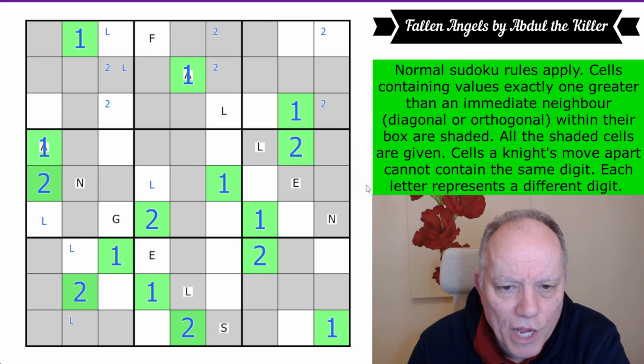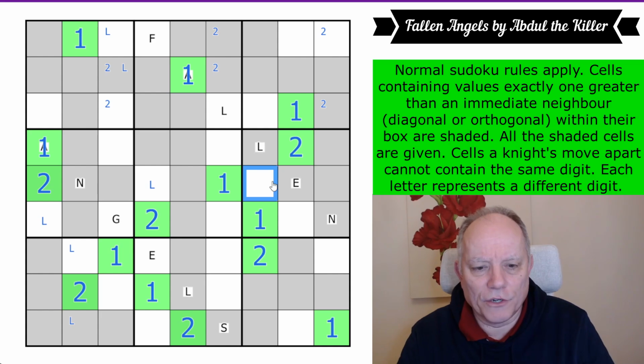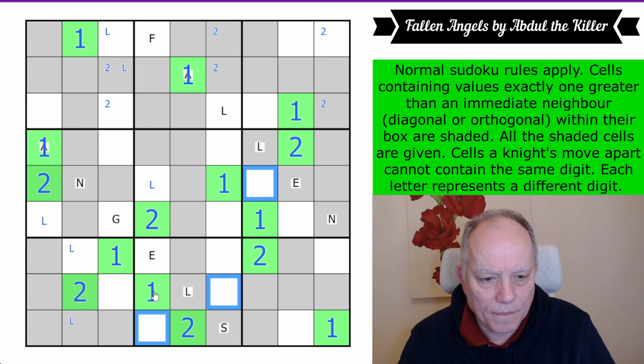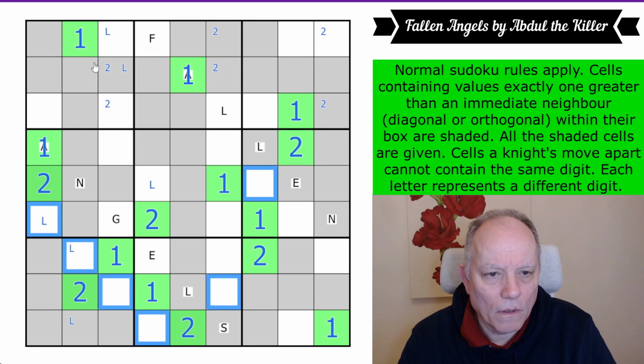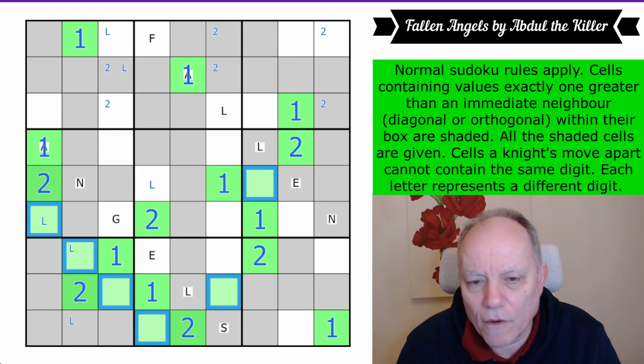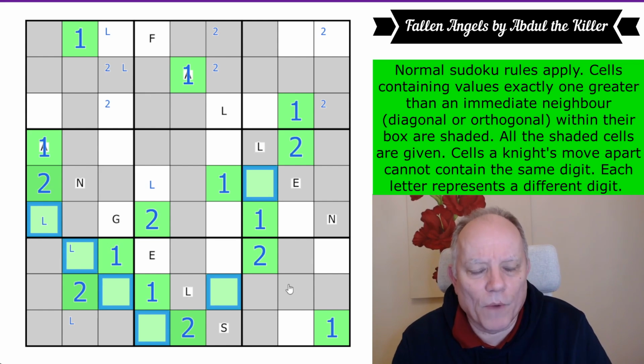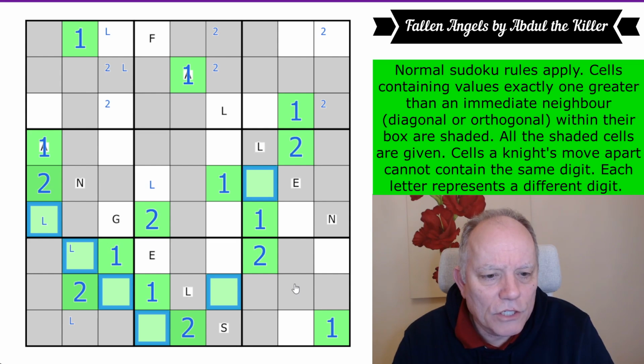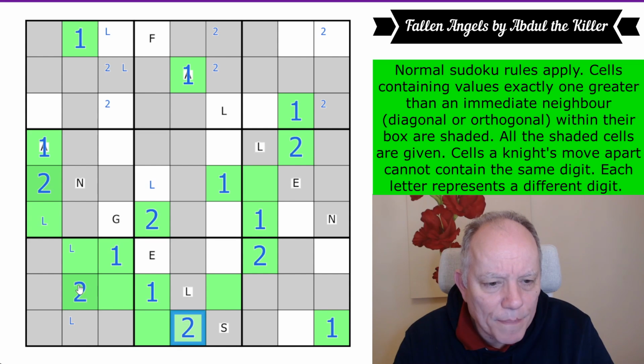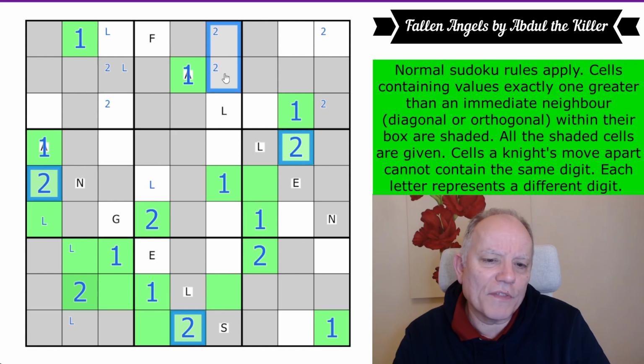Now, 3, we look at where 2s are. 3 cannot be in a white cell touching a 2 within its box. This is how this works. So I am right to do it this way, I think. I don't know. I mean, this feels right. There may be other ways to do this puzzle. Oh, by the way, 2 has appeared in these boxes, and it's not any of the given letters.